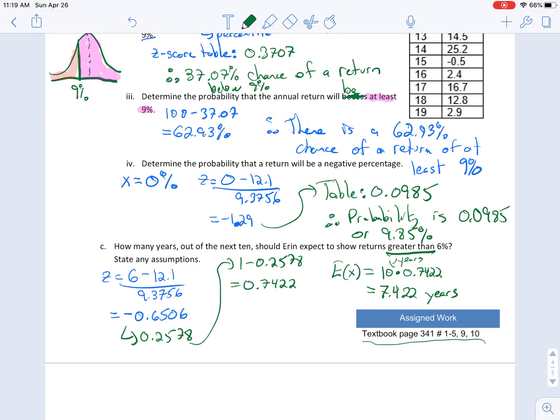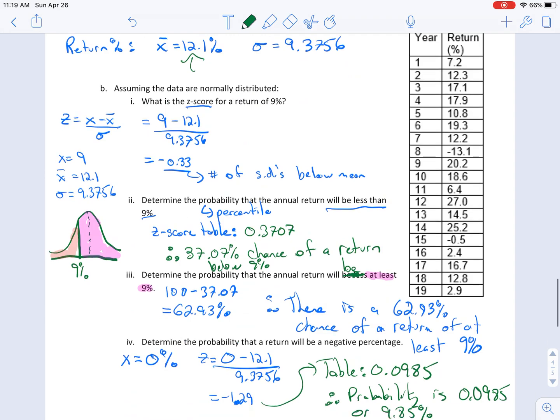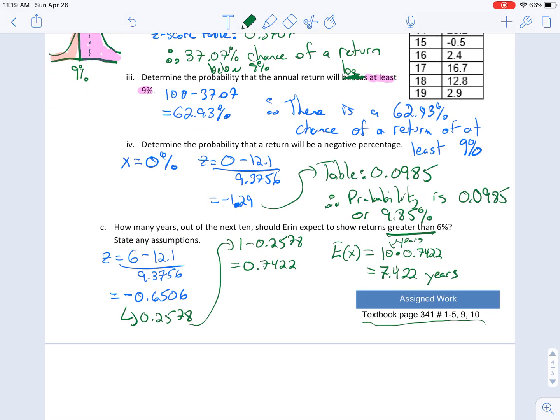And so lots of things you can do on this, and we will continue next class, but let me know if you have any questions. Try these ones out. You'll have to use your calculator.